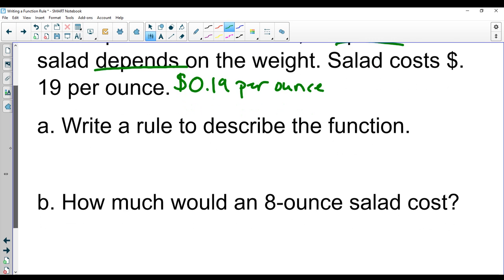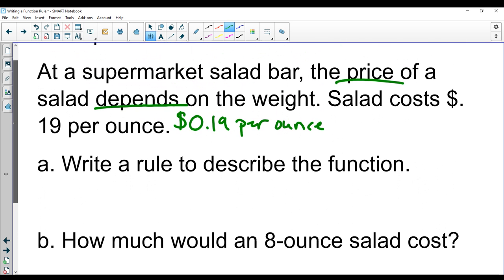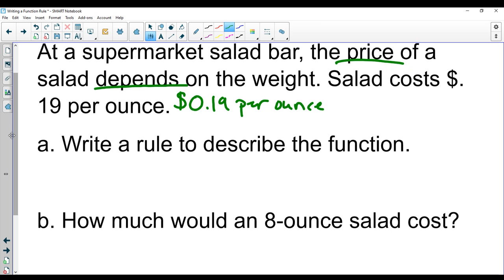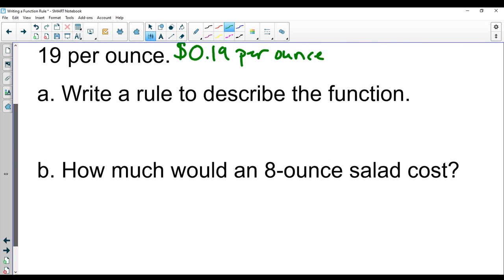So we're going to make our function, and because I wasn't given anything specific, I can choose what letters I'm going to use. Since we're talking about price, I would use like P. Let me show you what I mean. So we're going to write a rule to describe the function.